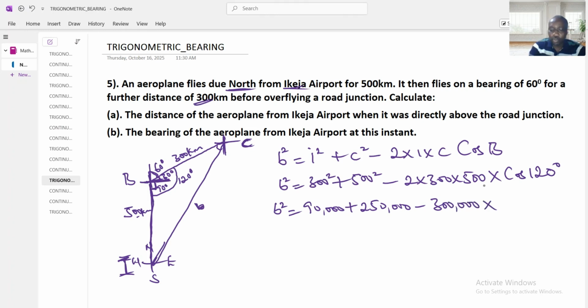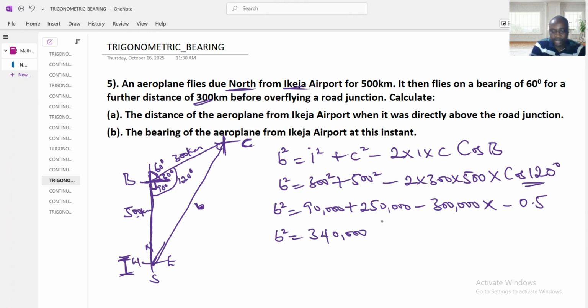What is cosine 120? The cosine 120 is minus 0.5. That is cosine 120. Now let's proceed. 90 plus 250 is going to give me 340.